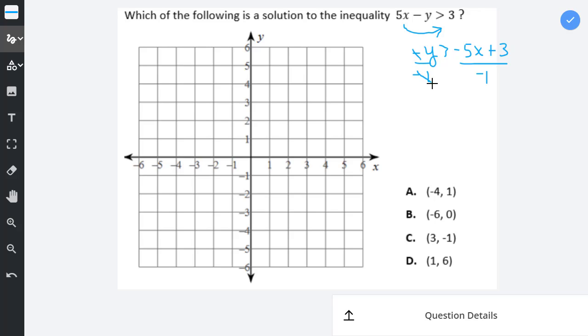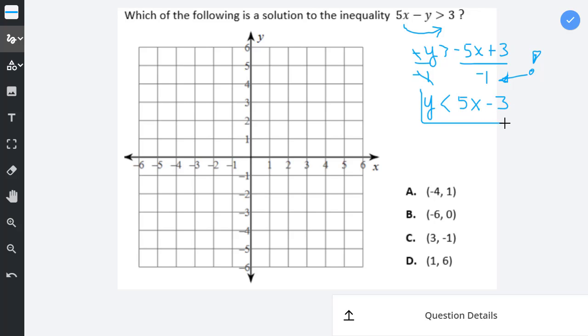So the negative cancels. So y will be less than. Please remember, if I'm dividing by a negative number, I need to flip the inequality sign. So that's why I flipped. Negative 5 divided by negative 1 is 5x. And 3 divided by negative 1 is negative 3.